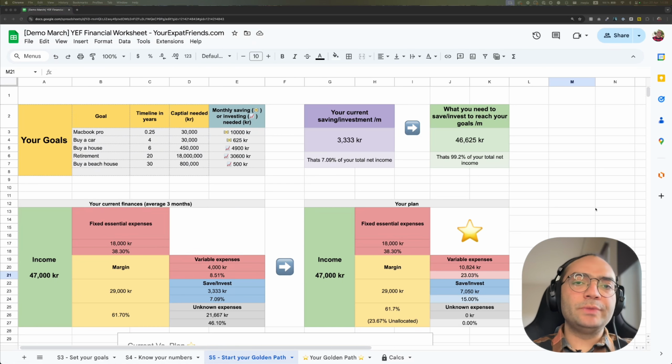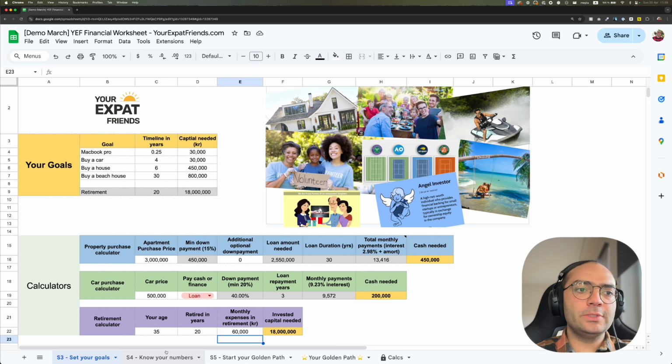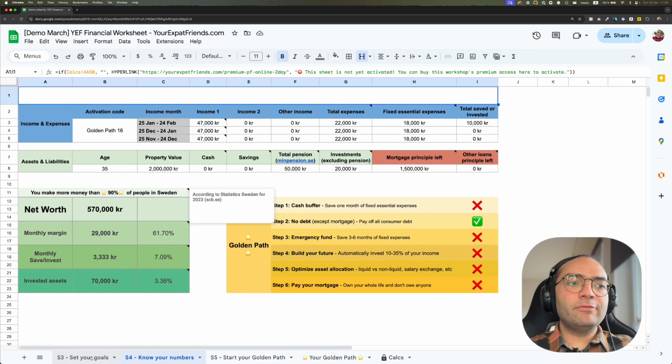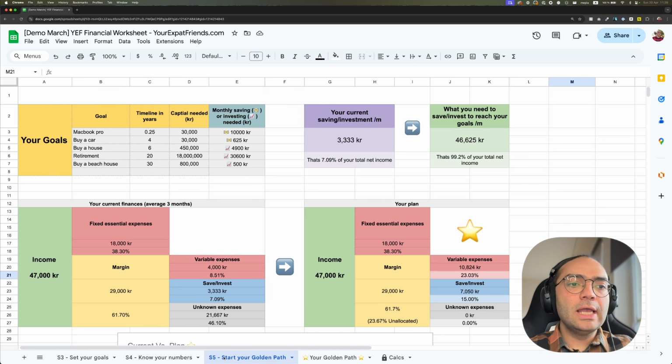All right, now that you know your numbers and you have already set your goals as well in the first sheet, which was set your goals, and in the second sheet, which was know your numbers. Now you have everything you need to get started on your golden path and actually start to understand where you are going financially in the future. In order to do that, go on the third tab here, which says start your golden path.